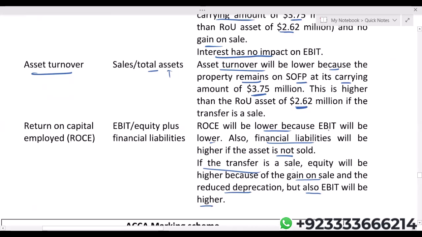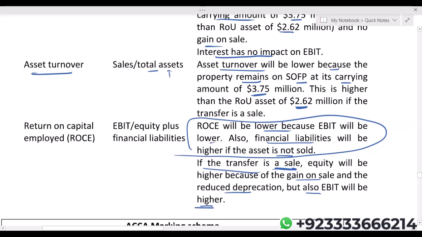Okay, just look at what is written. ROCE will be lower because EBIT will be lower, as also financial liabilities will be higher if the asset is not sold. So if you are writing this much, it is good enough. After that, the examiner is just writing something additional: if the transfer is a sale, equity will be higher because of the gain and reduced depreciation, because we'll be depreciating the 2.62 right of use asset rather than the carrying amount of the asset, which is 3.75. And also earnings before interest and tax will be higher.